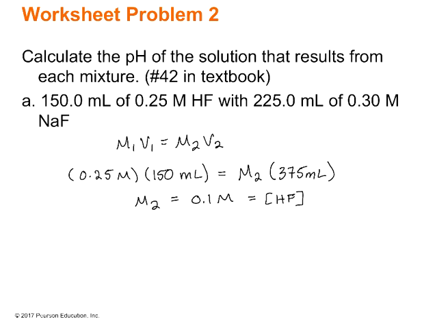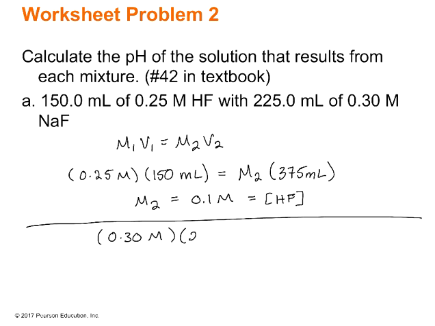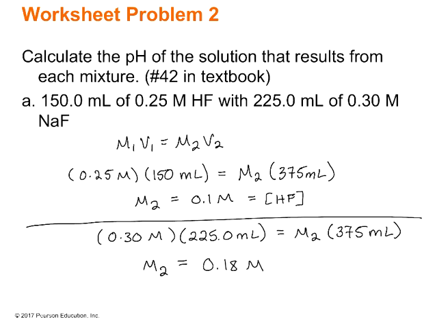Okay, so now seeing that we can just use the dilution equation and it makes life a lot simpler, let's do the same thing for NaF. The original concentration of NaF, sodium fluoride, is 0.30 moles per liter. The initial volume is 225 milliliters. And then we'll set that equal to the new concentration times the final volume, which is 375 milliliters. If we solve for M2, we should end up with a concentration of 0.18 moles per liter. So that is our new concentration of sodium fluoride.